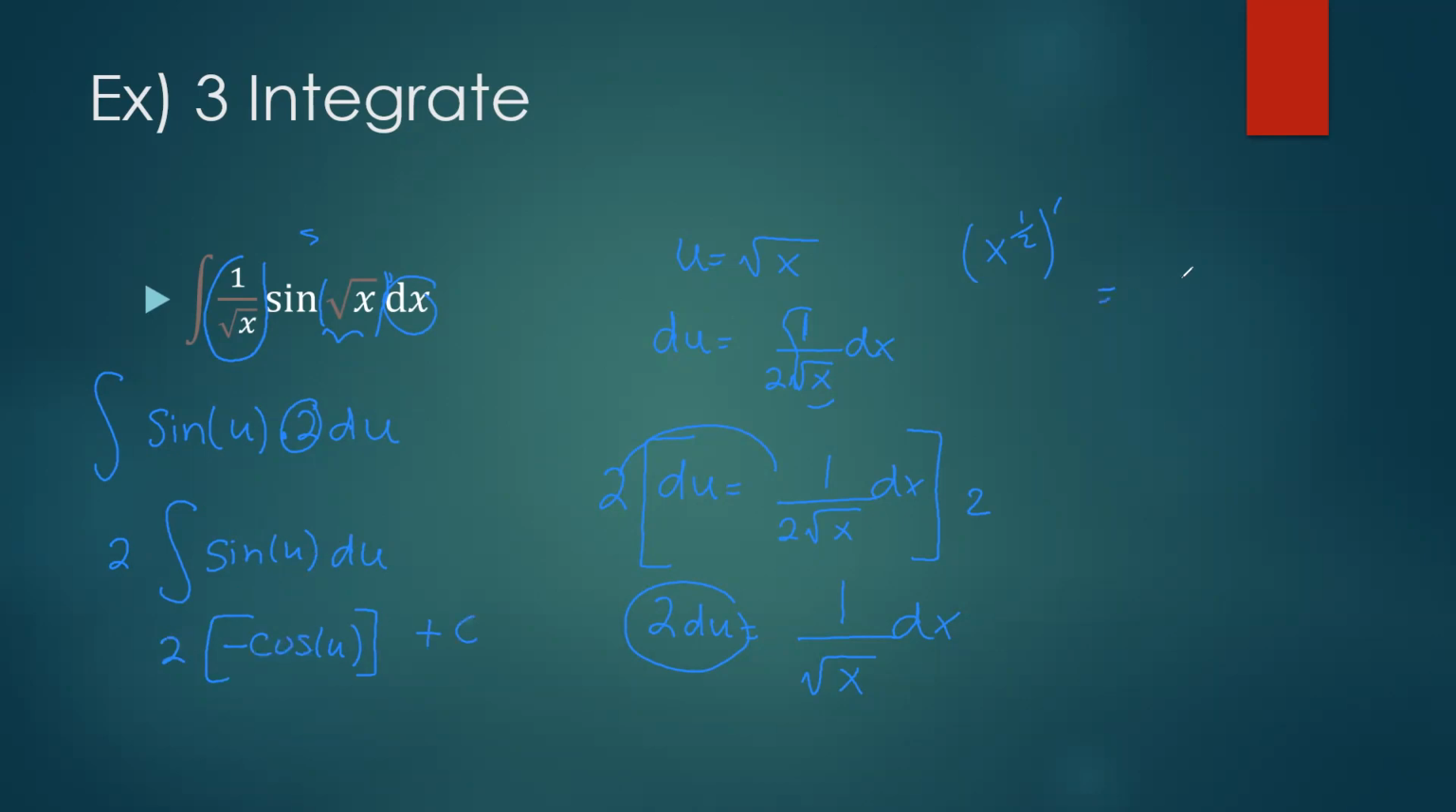Let me put it here. So you get 2 times this is negative 2 cosine of u plus c. And then just replace your u with radical x. So your final answer will be negative 2 cosine parentheses square root of x plus c. And that is your final answer. Okay, so go ahead and absorb, write down, or pause, because I'm moving on to the next example.